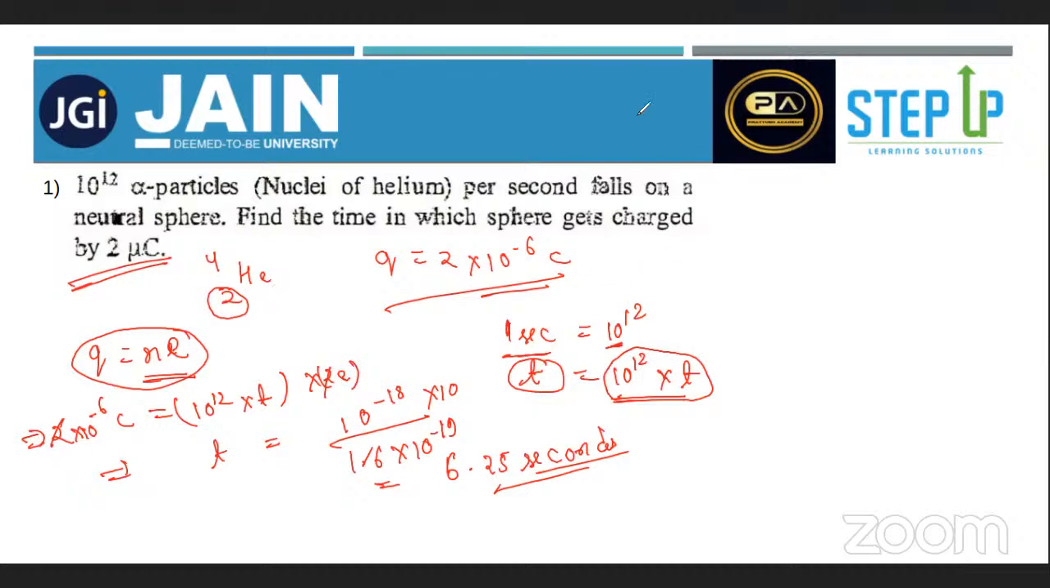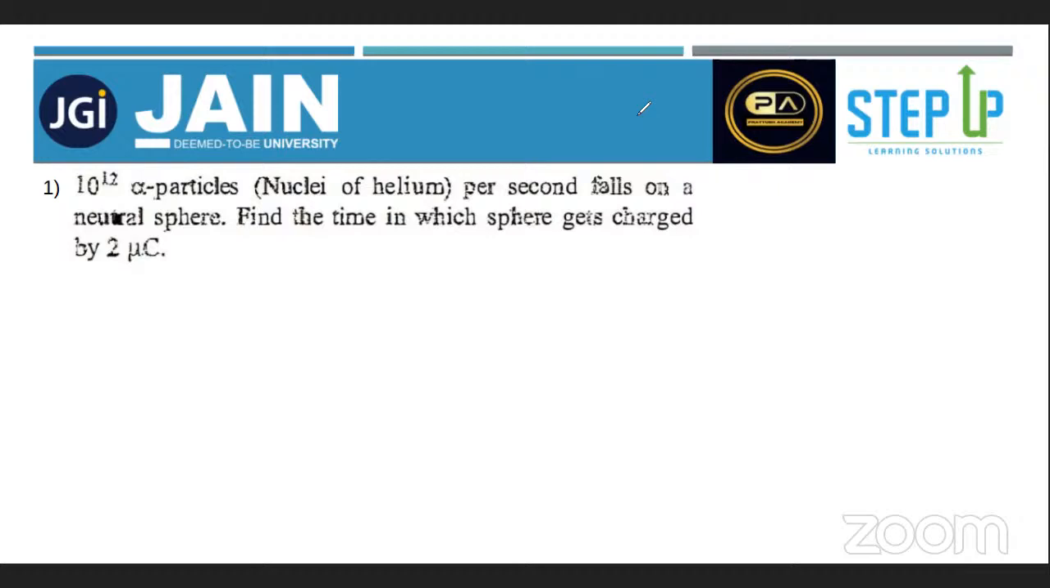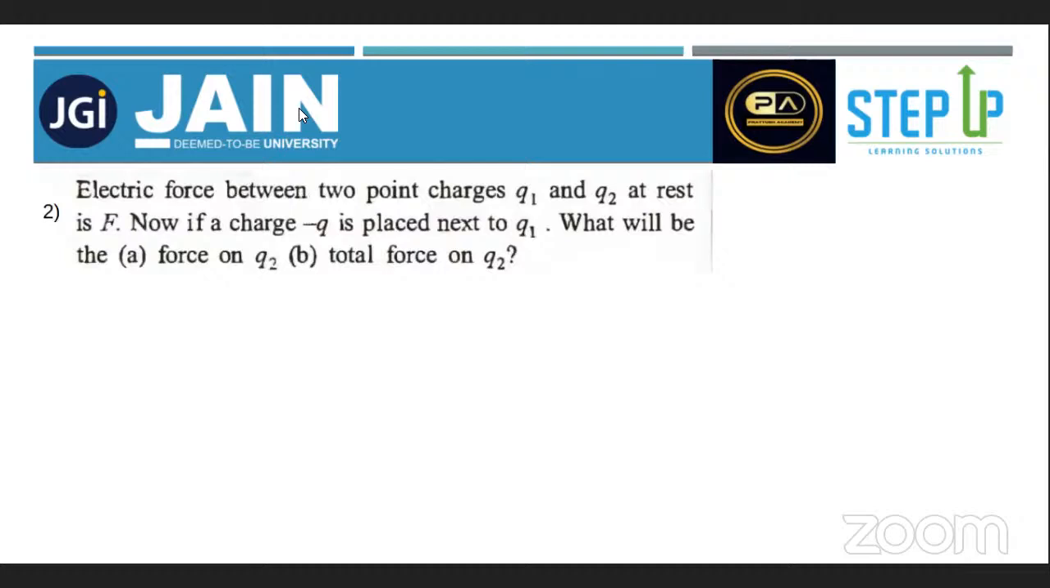Okay. Let's go to the next question. The next question is this. The electric force between 2 point charges at rest is F. Now if a charge minus Q is placed next to Q1, what will be the force on Q2 and the total force on Q2?